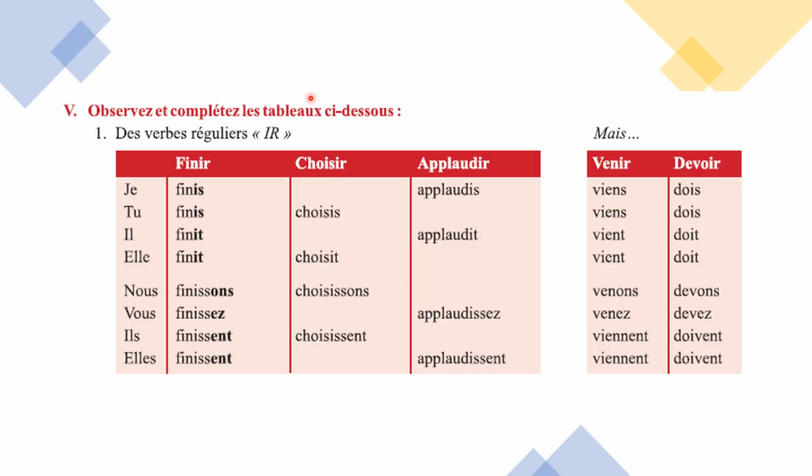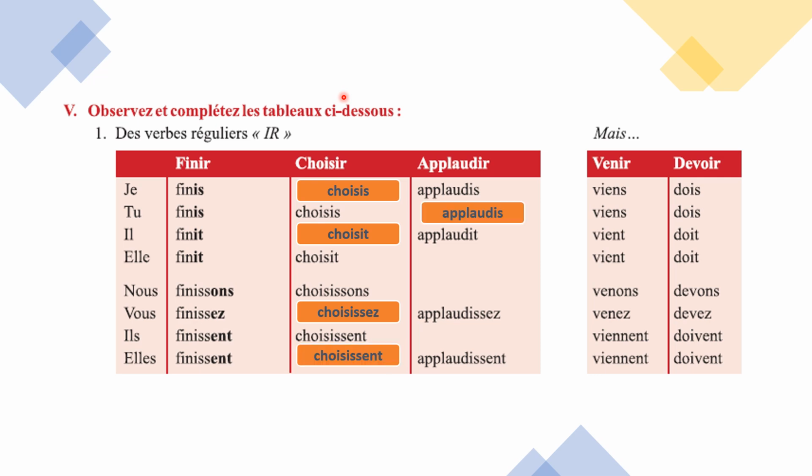So here's a table. Here you have finir. The bold ending is your ending. And now fill in the blanks. Je choisis, tu choisis, il choisit, elle choisit. Nous choisissons, vous choisissez, ils choisissent, elles choisissent. Applaudir is to clap. J'applaudis, tu applaudis. Il applaudit, elle applaudit. Nous applaudissons, vous applaudissez.